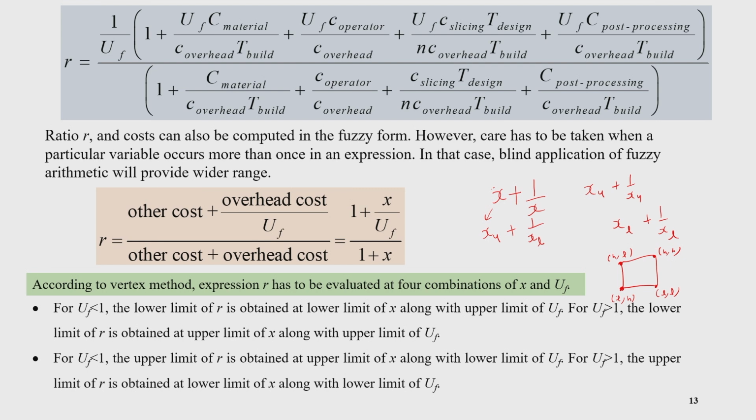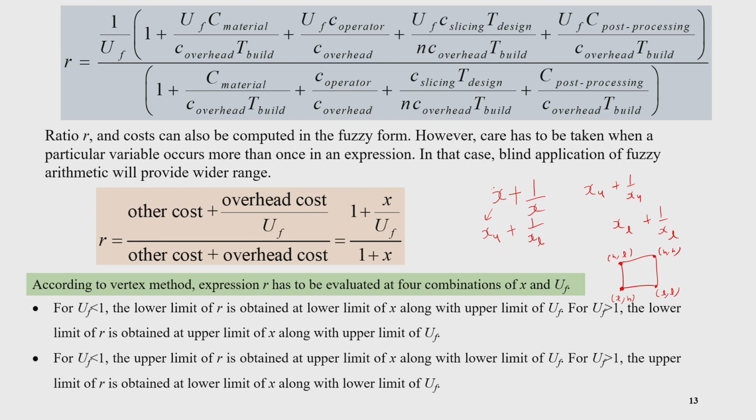So, according to the vertex method, expression R has to be evaluated at 4 combinations of x and UF. For UF less than 1, the lower limit of R is obtained at the lower limit of x along with the upper limit of UF. For UF greater than 1, the lower limit of R is obtained at the upper limit of x along with the upper limit of UF.